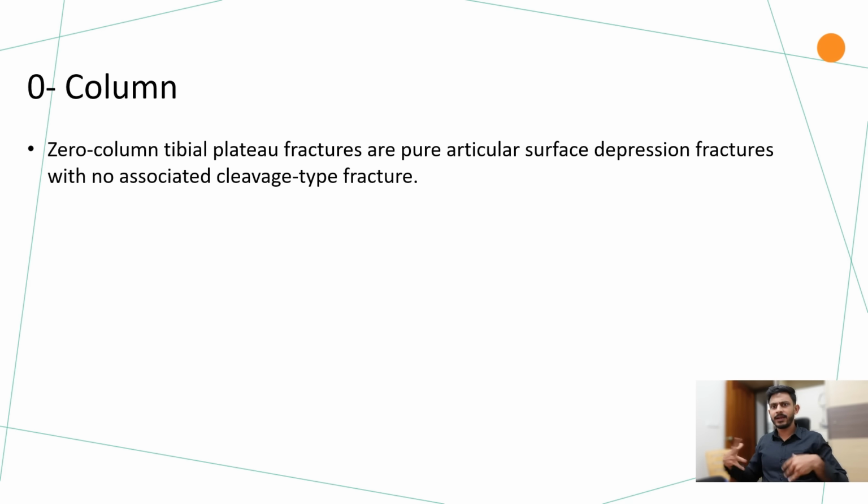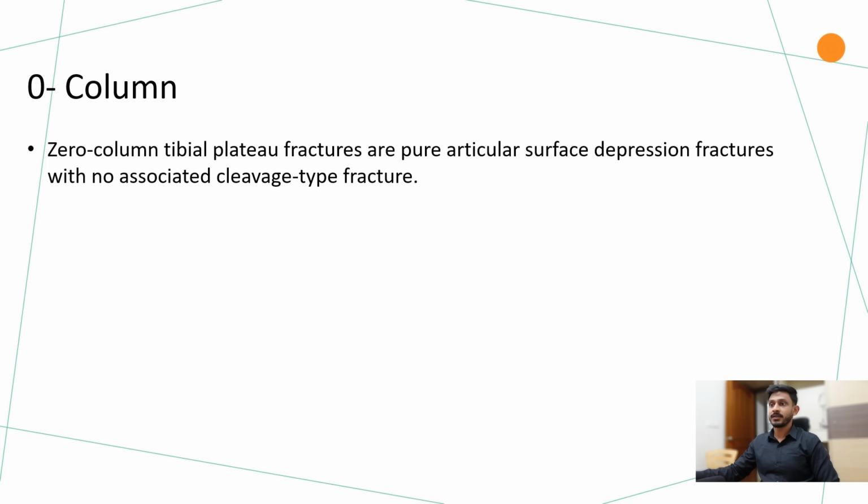Coming to how we divide the fractures into 0 column, 1 column, 2 column, and 3 column. So a 0 column fracture is one where there's no clean cut fracture line, but there's only a pure articular surface depression with no fracture, with no fracture line causing a clean split.